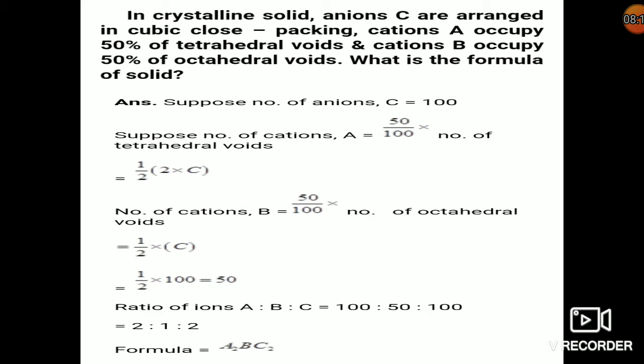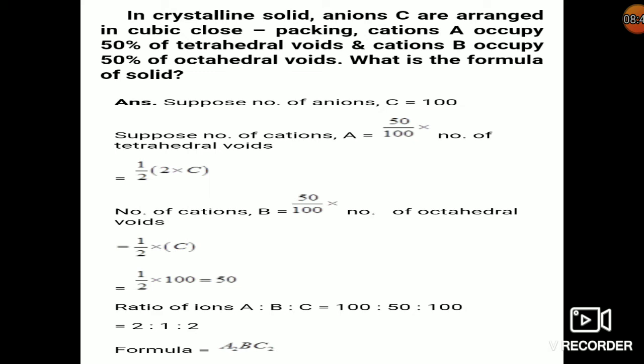One more. Here they have given a crystalline solid in which anions C are arranged in a cubic close packing structure. They are talking about the CCP structure. Cations A occupy 50% of the tetrahedral voids and cations B occupy 50% of the octahedral voids. What is the formula of the solid? You have to find the formula of the solid.